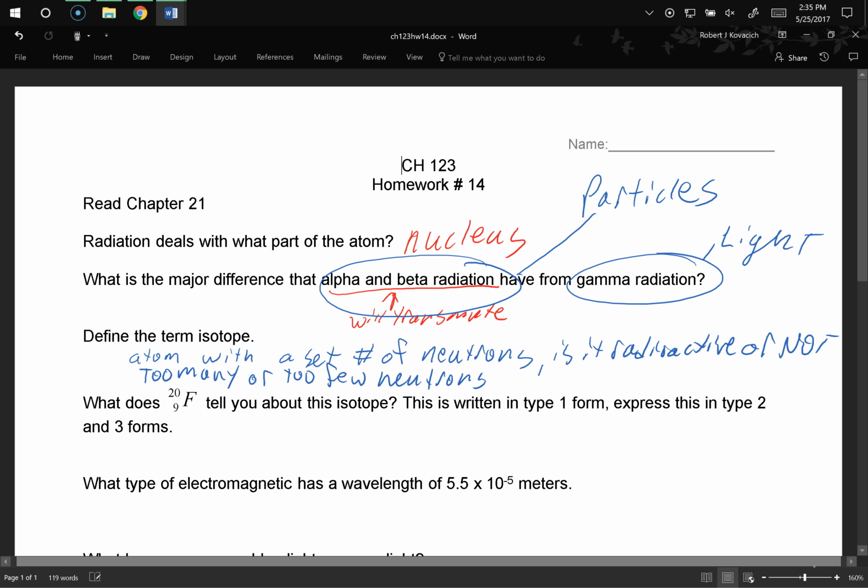You okay with that? It's not about having too many neutrons. It's not about having too few neutrons. It's about having the Goldilocks of neutrons, right? Not too many, not too few, just the right amount. If it's got just the right amount, then it's totally stable, it's not radioactive, and everything's fine. But if I don't have enough or I have too many, then I'm going to be radioactive.